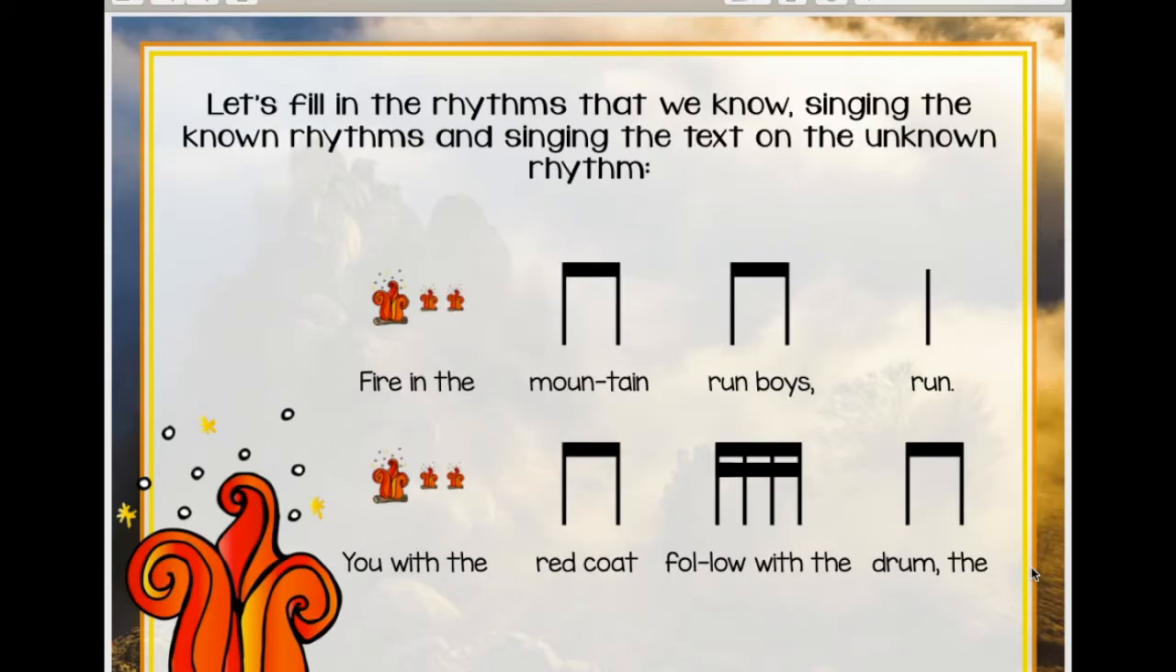So let's fill in the rhythms that we know, and we also know the name of the fire rhythms. I wonder if you can sing the name of the fire rhythms here while we sing the names of all the other rhythms that are written. So it'll look a bit like this. Fire in the ti-ti-ti-ti-ta. But if you remember the rhythm name for the fire one, sing that instead. Be clever. Oh, and point to the rhythms as you're singing.